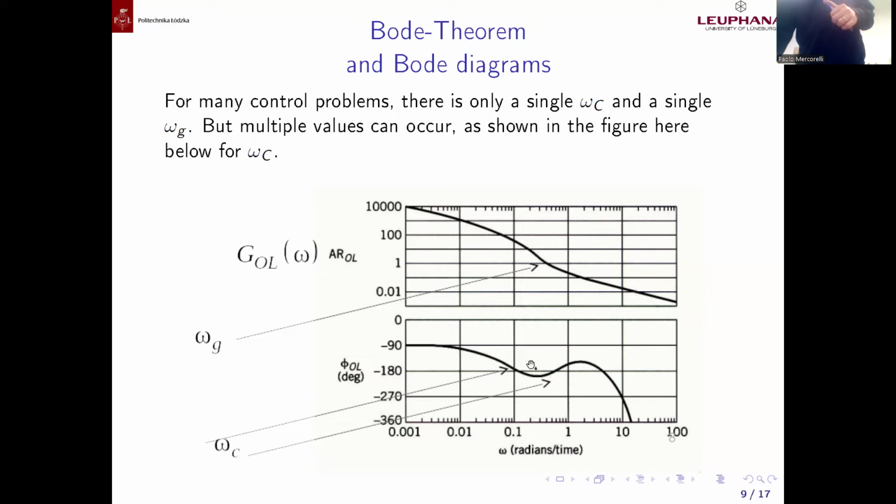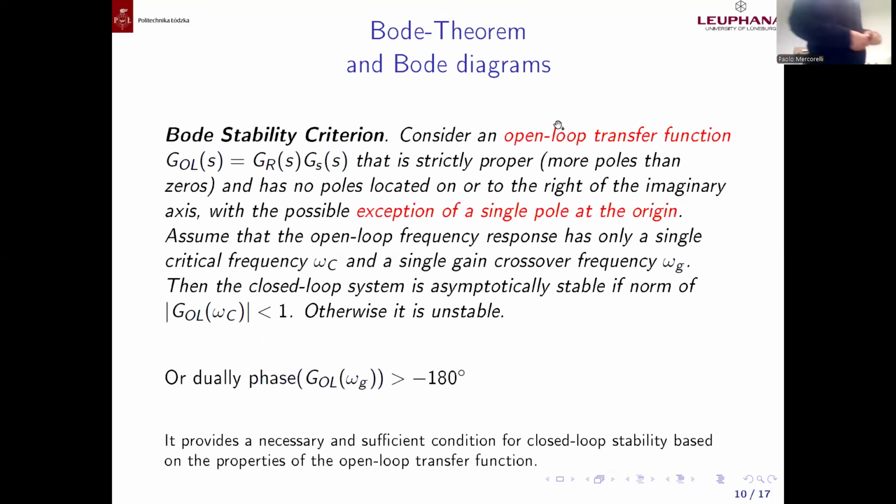In this course, we will analyze the theorem just in the case of one crossover, but omega g could also be more than one. In the hour which I have at my disposition, we will consider the more standard case, which covers most of the cases. Of course, if you have multiple omega g, multiple omega c, as in this case, we have another version of the theorem. And then we will apply it in the second part of the lecture.